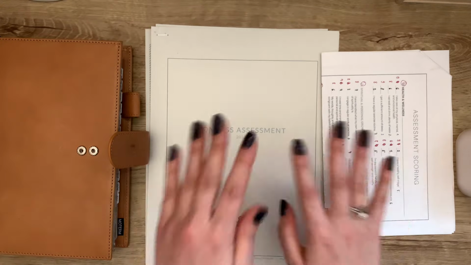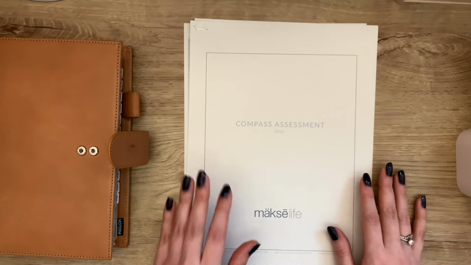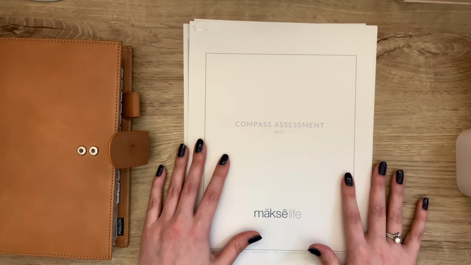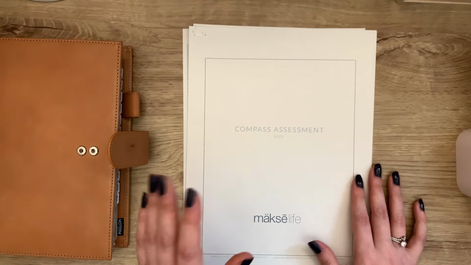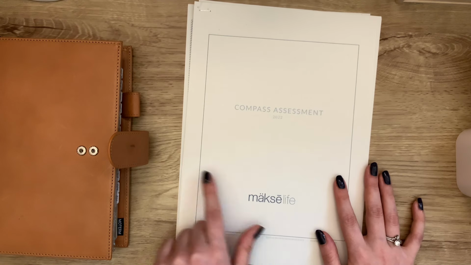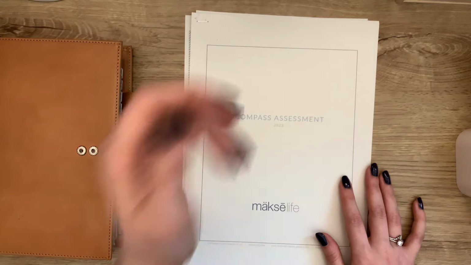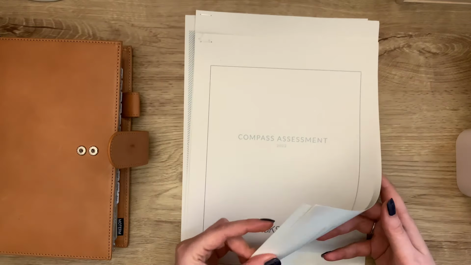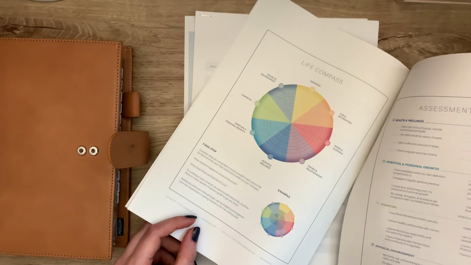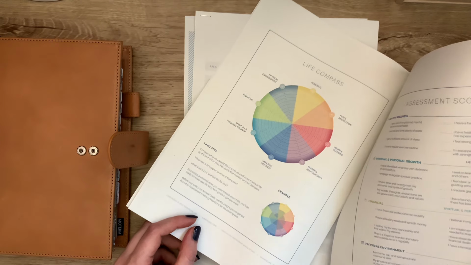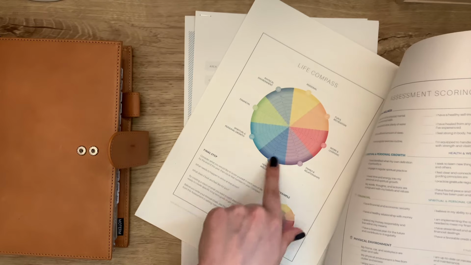I prepared some things and let me quickly show you so that you can also get it if you want to. I'm going to use resources from MaxiLife, and these are freebies, so you can download them from their website and then print them out. First, I have the compass assessment, which I think is also called level 10 life or something like that, where you can rate different areas of your life.